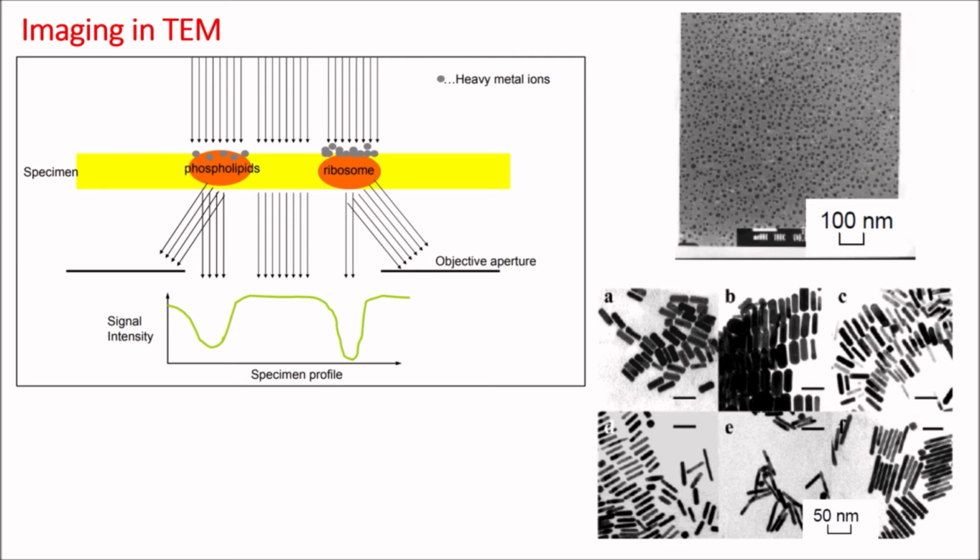The primary image is magnified or demagnified by the projective lenses arranged below the objective lens. The final image can be viewed by eye on a large screen in the microscope. The screen consists of a phosphorescent layer which starts to emit light when hit by electrons.